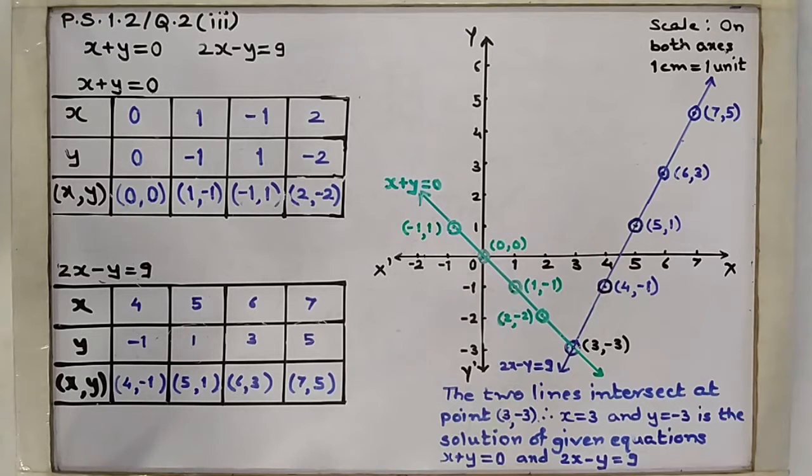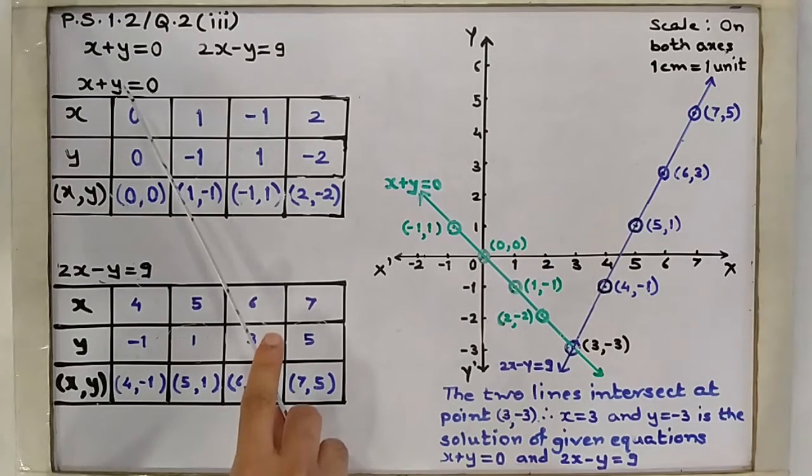To solve equations by graphical method, we have to draw a graph of these equations on the same graph paper. As equations are linear equations in two variables, these equations will represent a straight line. To find the graph, first we have to find 4 points such that they satisfy the equation and then plot them on the graph paper. We'll see how that happens. The first equation is x plus y equal to 0.